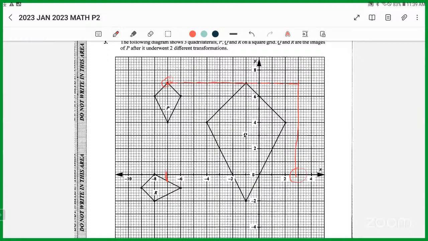Then we need to move it 4 units down: 1, 2, 3, 4. Another way to do it is to take this y value, which is 7, and subtract 4 from it, and it comes down to 3 right here. See that? This point is (3, 3) actually. You could have calculated that point as well. So this point now corresponds to that.